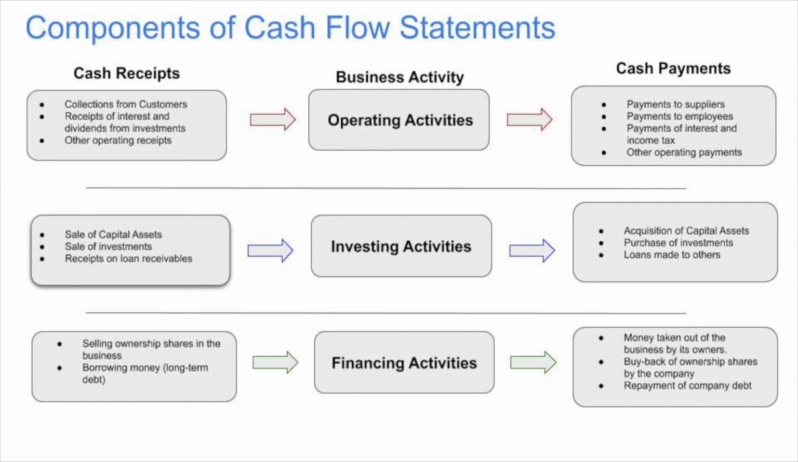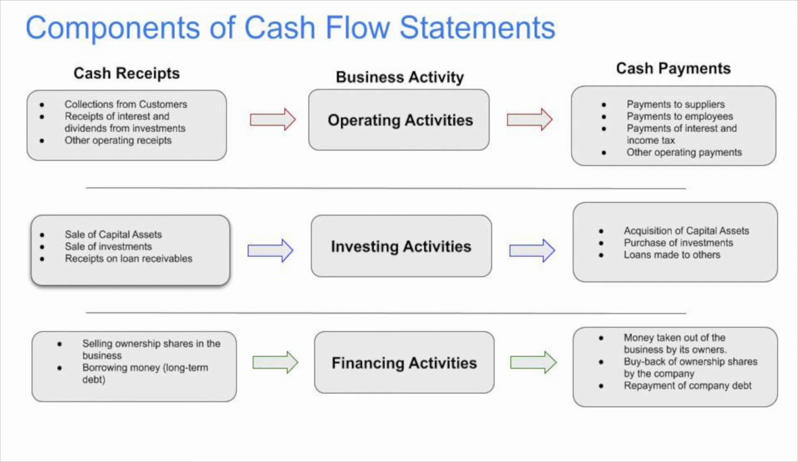Buyback of ownership shares. Some companies buy other owners out or buy back shares. Or repayment of company debt. The company pays money out to someone like a bank that loaned money to the business, you pay them off. That's an example of it being paid back and cash flowing out of the business. So those are the various components.